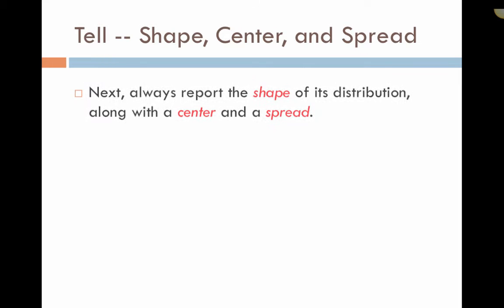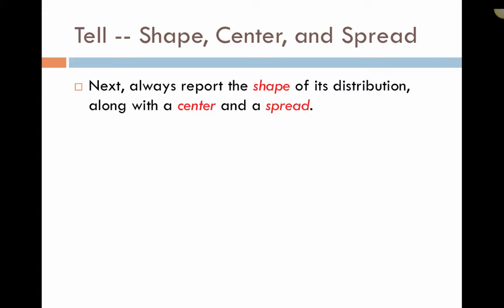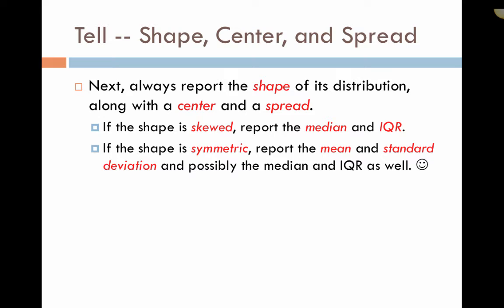So once we have our histogram or stem and leaf plot, we always report the shape of the distribution along with the center and spread. If the shape is skewed, we're going to report the median and IQR. If the shape is symmetric, we're going to give the mean and standard deviation, but we may also give the median and IQR. Typically we would do this if we have outliers because the mean and standard deviation are subject to influence of an outlier where the median and IQR are not.